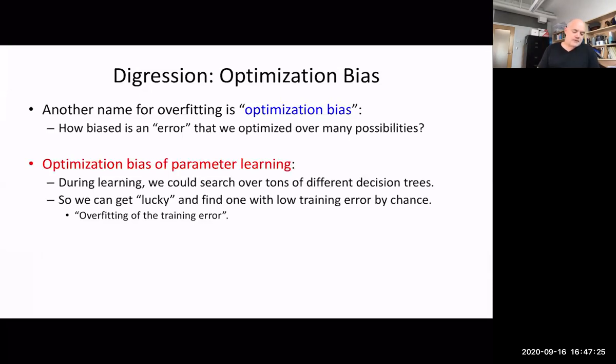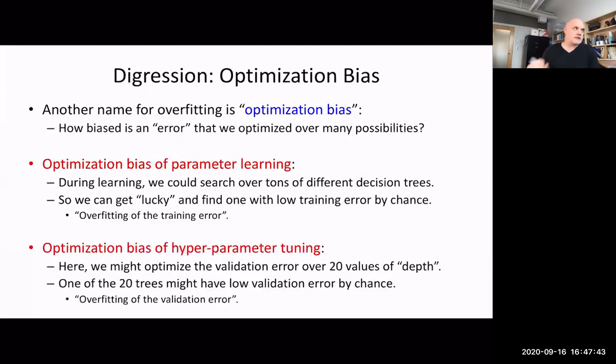If we want to look at optimization bias of parameter learning, during learning, for instance, we could search over tons of different decision trees. We do, in fact. And that means we can get lucky and find one out of all of these trees with very low training error by chance. So this is going to be overfitting of the training error. And just as suggested, if we optimize over a bunch of depths on the validation set, you might find one of them has low validation error by chance. So this would be overfitting of the validation error.